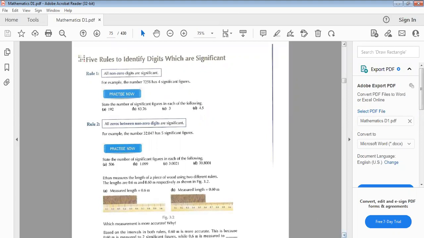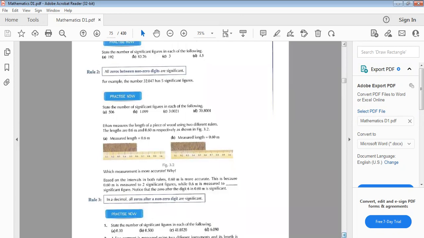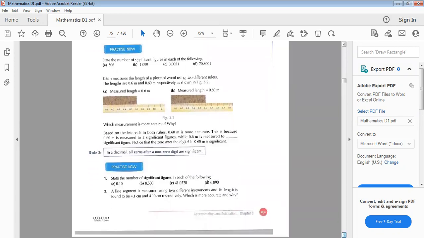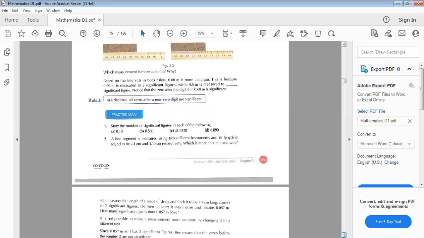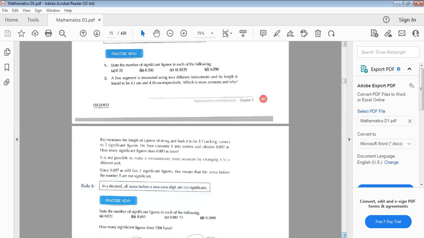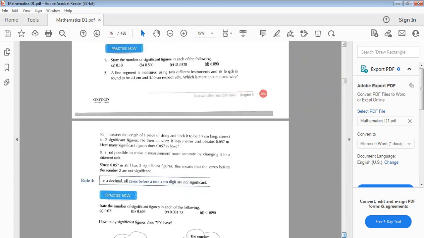Then we have a third rule. According to the third rule, in a decimal, all zeros after a non-zero digit are significant. Then rule number 4, in a decimal, zeros before a non-zero digit are not significant. Zero before non-zero in a decimal point are not significant.